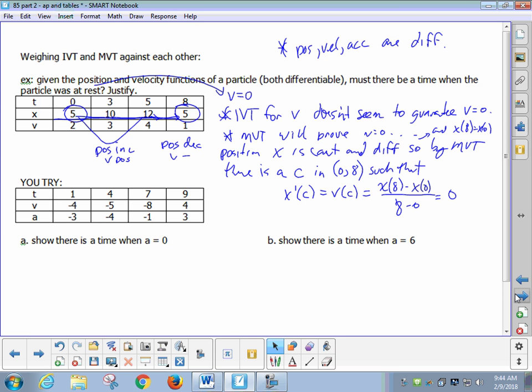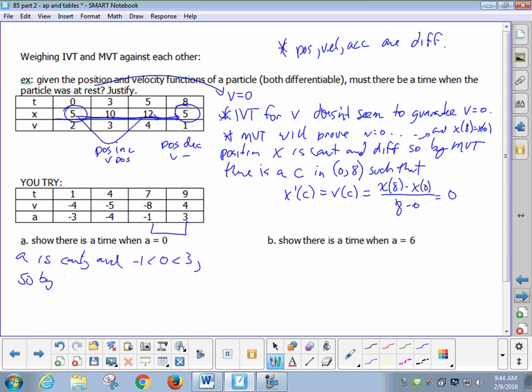Okay. How can you demonstrate that A is 0? IVT, yes. What subinterval? First of all, A is continuous, yes. And 0 is between what values and what interval are we going to look at? 7 and 9. A is continuous, and 0 is between -1 and 3. So by IVT, A equals 0 at some time in 7 to 9. You with me?